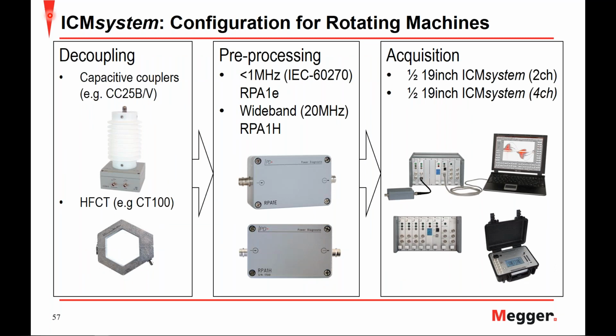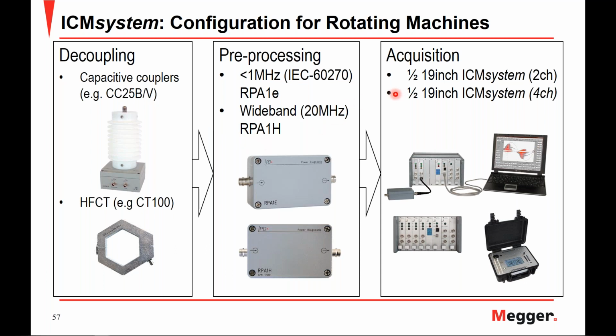Here we have an example of the configuration for rotating machines. Again, this is the coupling capacitor we saw earlier, used to decouple the partial discharge activity, where you have your PD output as well as high voltage sync. Here we have an example of the high frequency current transformer that's typically used for noise reduction by the gating function. We have our pre-processing that's typically done with the preamplifiers, where we have the RPA1E that's IEC 60270 compliant, and our wideband RPA1H that's used for spectrum analysis.